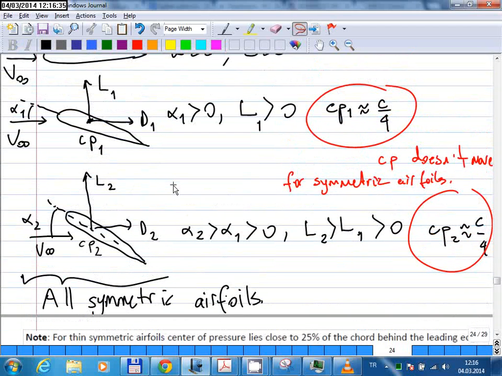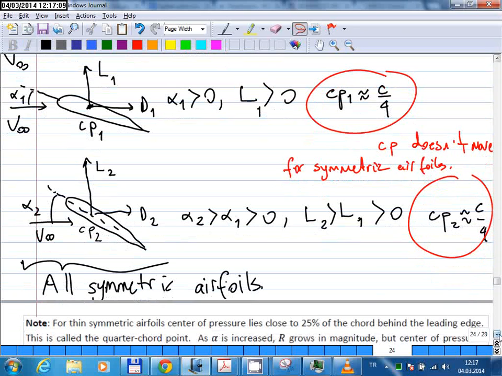And this is just a property of symmetric airfoils, and I don't really have a convincing explanation for that right now. But when you take the aerodynamics course, hopefully you will be convinced that for thin symmetric surfaces, that's the case. If you have a very thick airfoil, then things may change. But for thin symmetric airfoils, this is true. The center of pressure stays at the quarter-chord point, okay? So this is a property of symmetric airfoils.